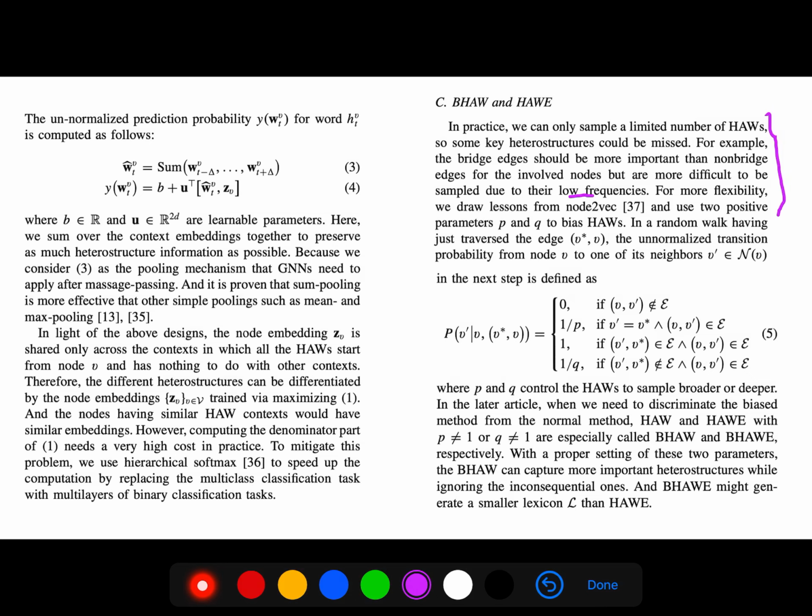So we draw lessons from node2vec that I've explained in a different video, and use two positive parameters to bias heterogeneous anonymous walks. In a random walk having just traversed the edge, the unnormalized transition probability from node V to one of the neighbors V prime is in this formula, number 5. So P and Q control the heterogeneous anonymous walk to sample broader or deeper.